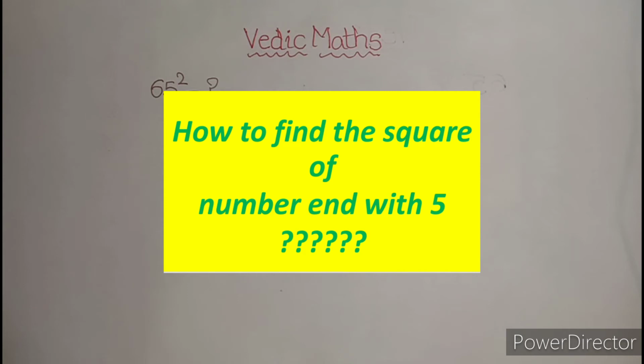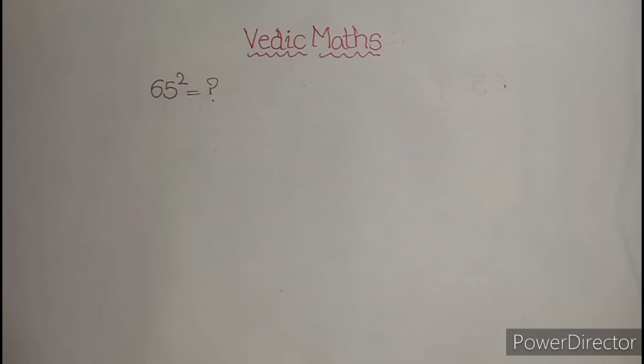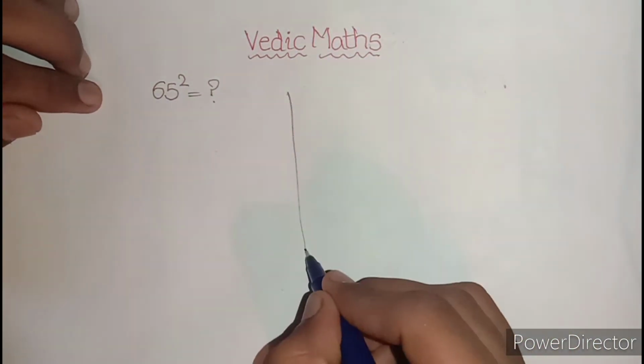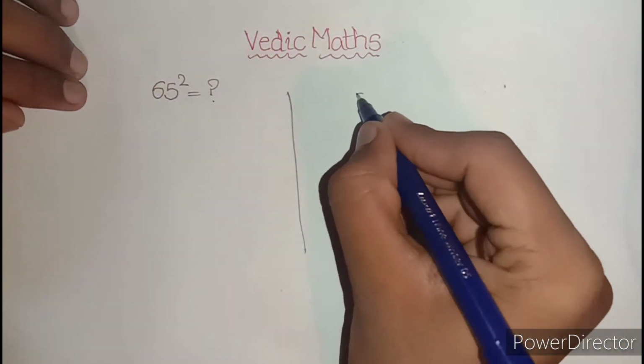How to find the square of a number ending with 5 in the Vedic method. Friends, what is the square of 65? In the general method, we find the square of 65 like this.